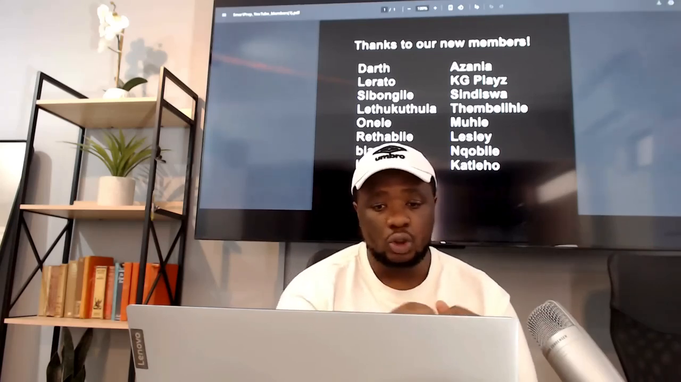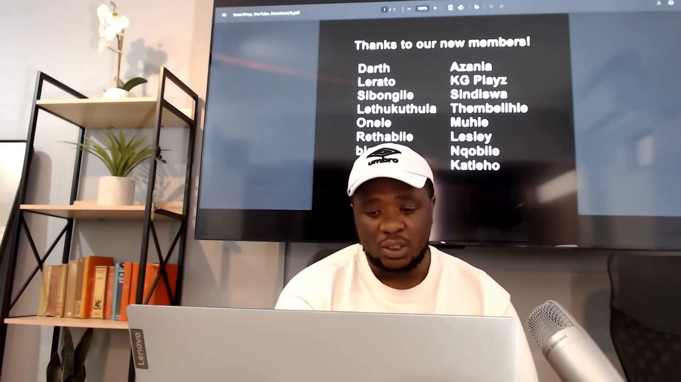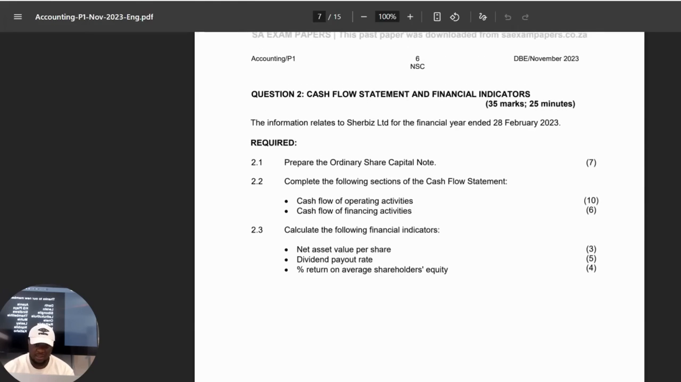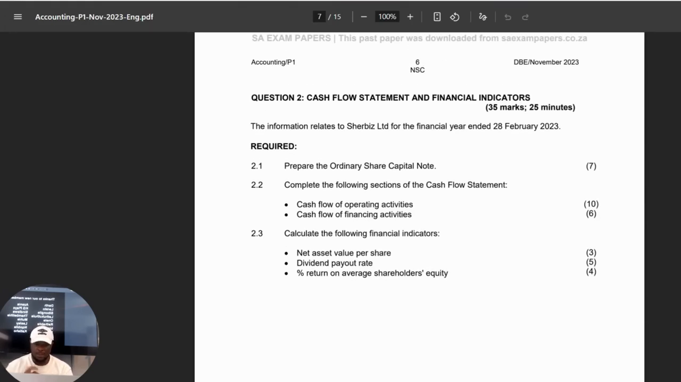Anyways, without further ado, let's get straight into today's question. We're going to be looking at the cash flow statement and financial ratios. Again, remember that this is from the November 2023 paper. The information relates to Shareholders Limited for the financial year ended on the 28th of February 2023. In the required, we need to do an ordinary share capital note, and there are other things that need to be prepared. So let's jump straight into the ordinary share capital note.